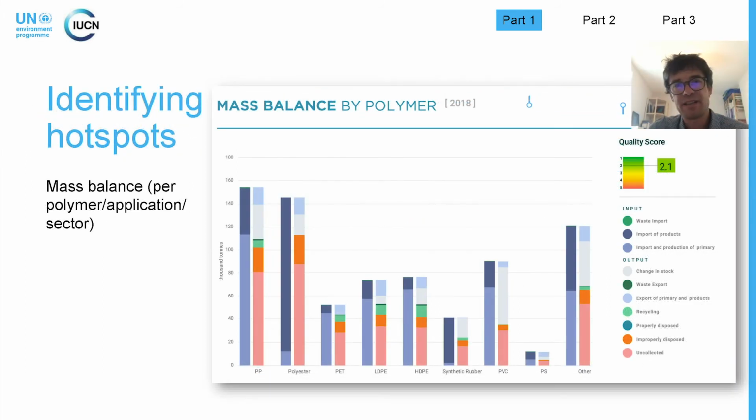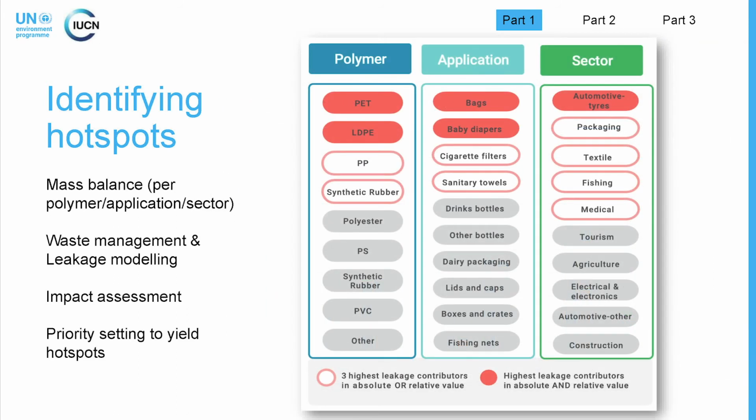So once the baseline is established, the second aspect of the guidance is to allow you to identify hotspots. As previously stated, we have 5 categories of hotspots, and these 5 types of hotspots cover all the dimensions of the plastic value chain. We have the polymer hotspots, the application hotspots, the industry sector hotspots, the regional hotspots, and the waste management hotspots. So let's start with the first 3, the polymer, application, and sector hotspots, because they are strongly interconnected, and these 3 are intended to answer the question, what is leaking in the country?